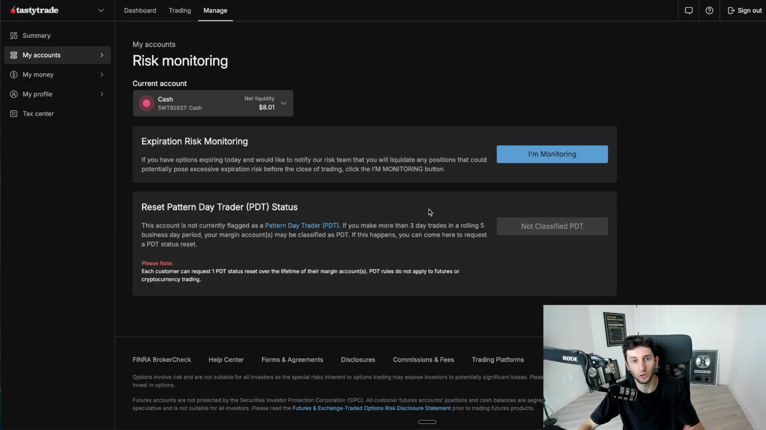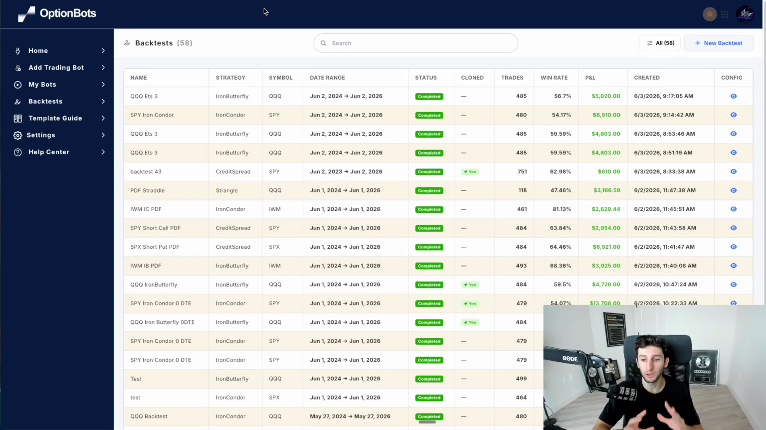If you wanted to, you could open up a cash account and it was pretty easy to day trade options that way, but you couldn't trade spreads. You couldn't do iron condors, credit spreads, or iron butterflies, all the great strategies that I'm trading now. So here's what you can do to really take advantage of this.